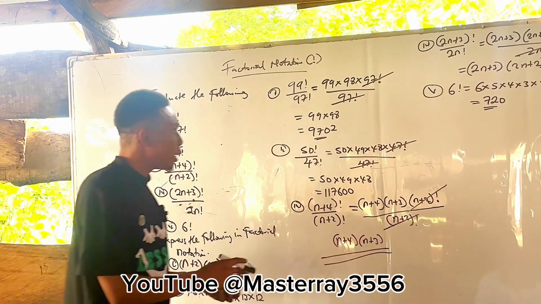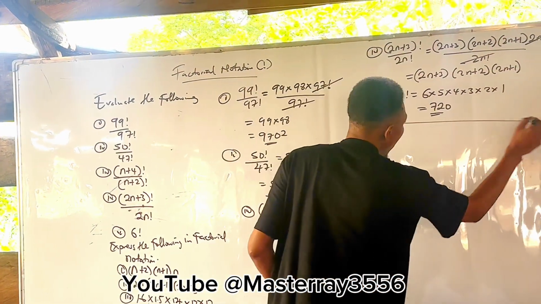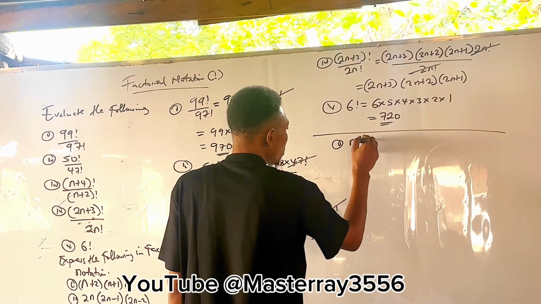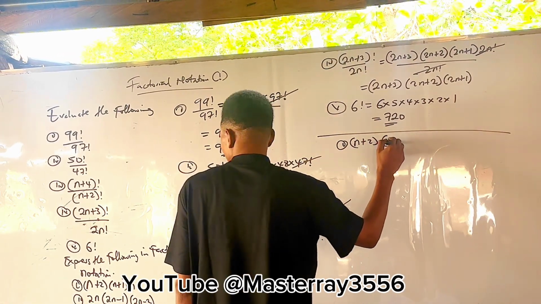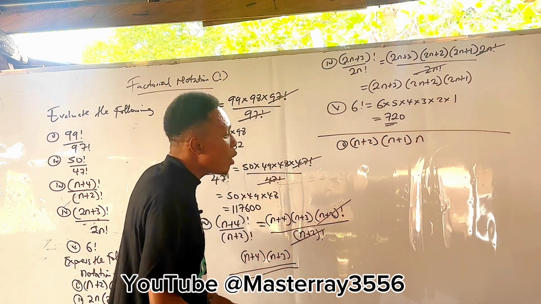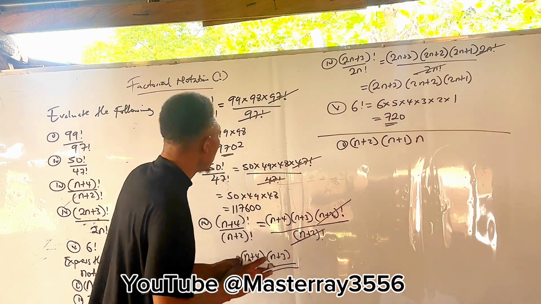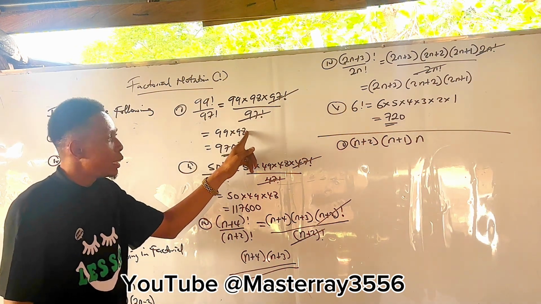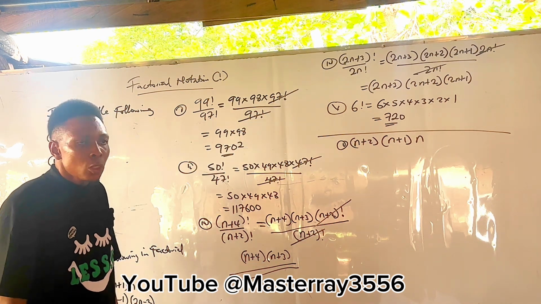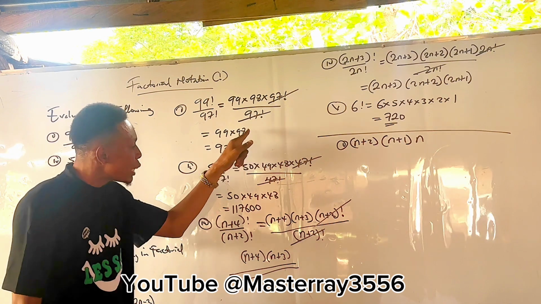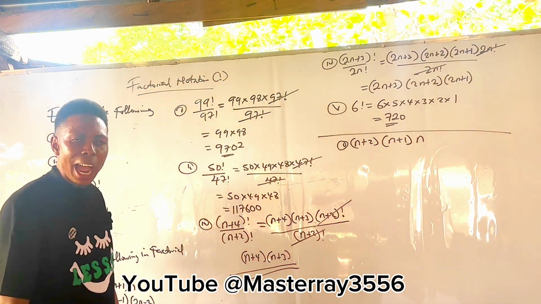Now the first one there, for number 1 of it, we are given n plus 2, bracket n plus 1 and n. Now, whenever you are expressing in factorial notation, it's just like this one. Look at this place. What did you eliminate from here? Is it not 97? Yes. So that means what you need here, you need 97 factorial all over 97 factorial. Are you following?